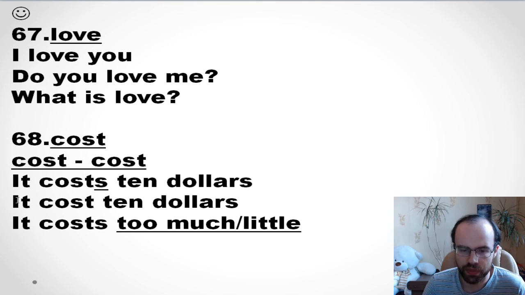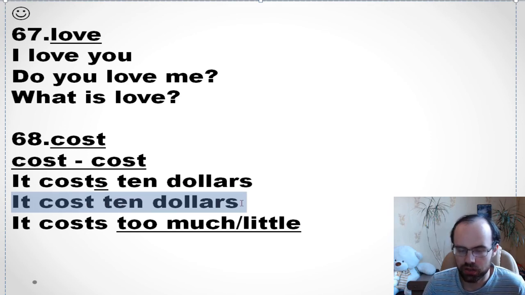Students often ask me, how can we understand if this sentence is in present simple or past simple? They don't realize that we can't say it in present simple, only with s. So if it's cost, of course it's past simple. It costs $10. So you need to add s in present simple. So it costs too much, it costs too little. Good.